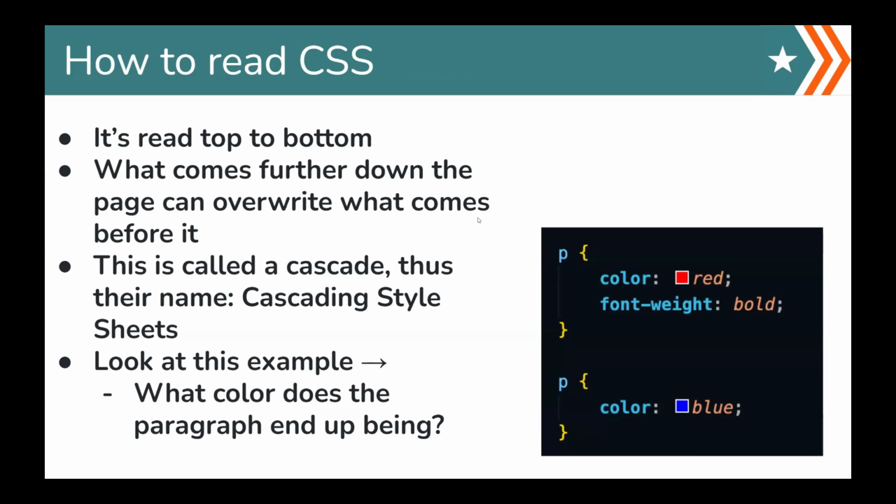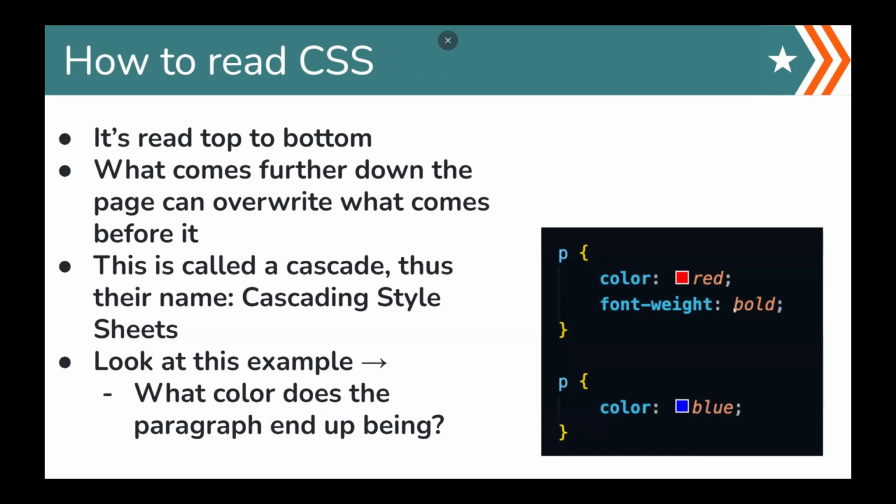How to read CSS, as mentioned to you before at the start of this lesson, it's read from top to bottom, right? What comes further down in the page can overwrite what comes before it. So if you styled the H1 header at the very top and then you added a different styling for the same H1 header at the very bottom, what comes at the very bottom is going to override the previous style that you had set. This is what's called a cascade, right? Thus the name cascading style sheets.